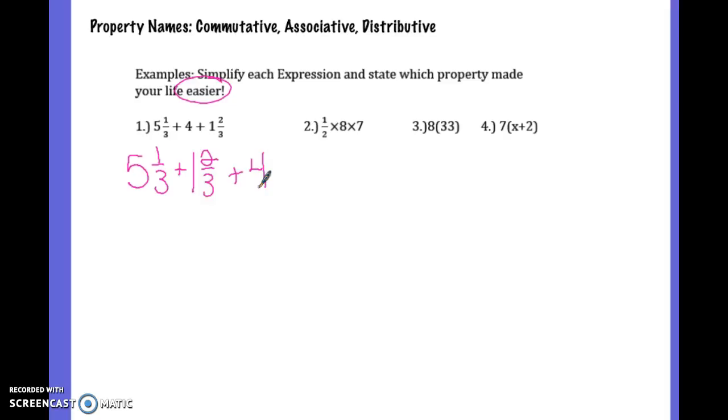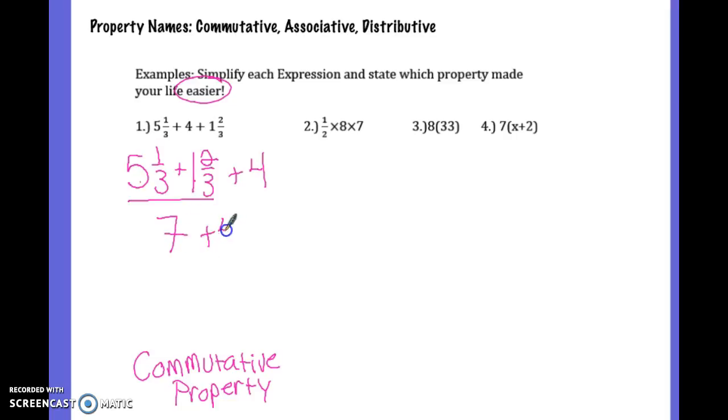What did I do? I changed the order. So I used the commutative property. So now I can add left to right. 5 1/3 plus 1 2/3. 5 plus 1 is 6. 1/3 plus 2/3 is 1. 6 and 1 is 7. Plus 4 gives me 11.